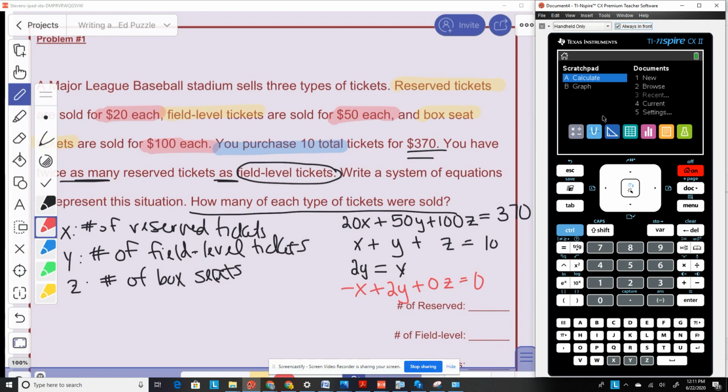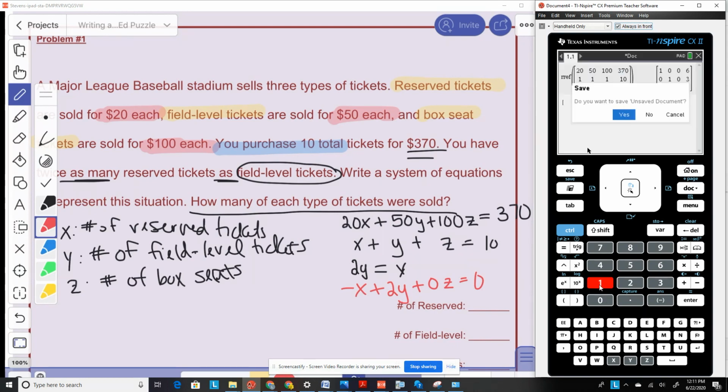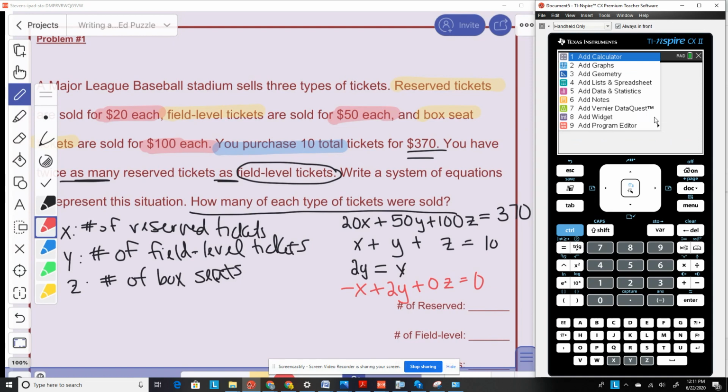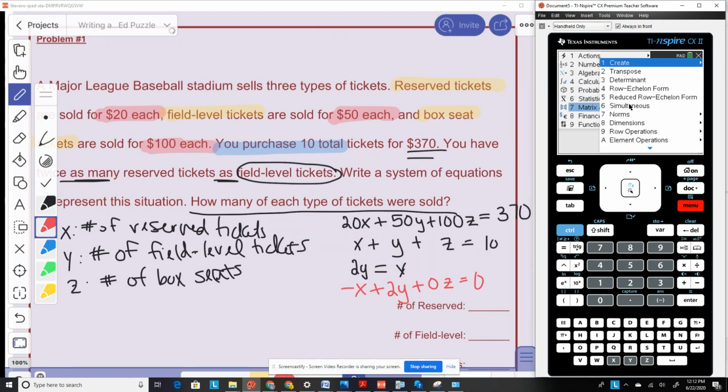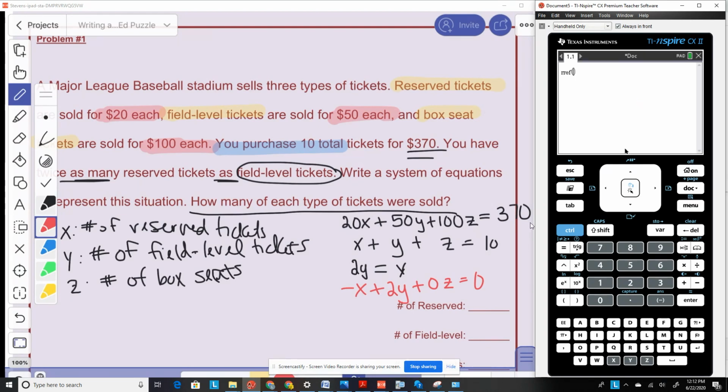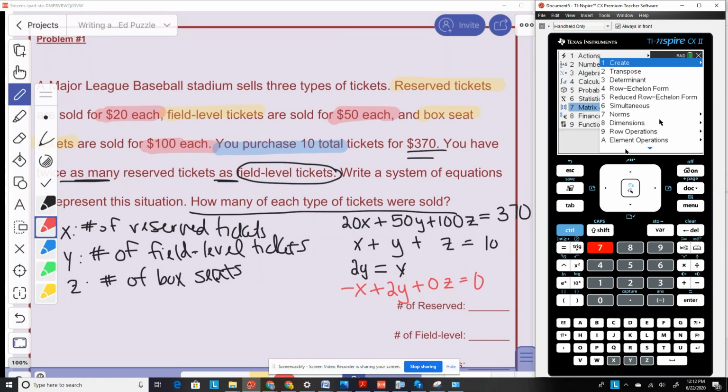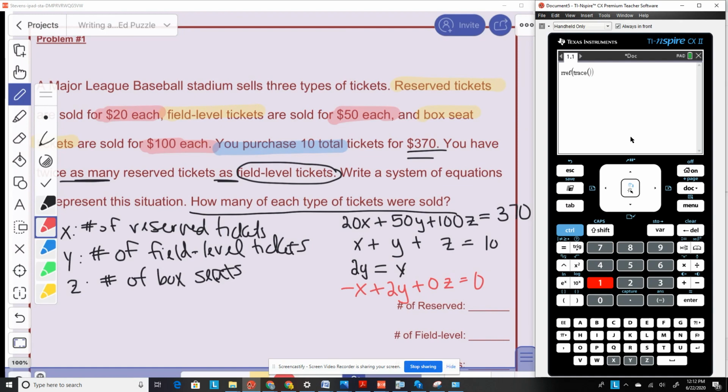And now I'm going to go to my Nspire, and I'm going to start a new document. Do you want to save the old one? No. I'm going to create a calculator screen. So from there, menu, matrix, and I'm doing the reduced row echelon form. Now I have to put my matrix inside of here. So I'm going to go back to menu, matrix. I'm going to create a matrix.